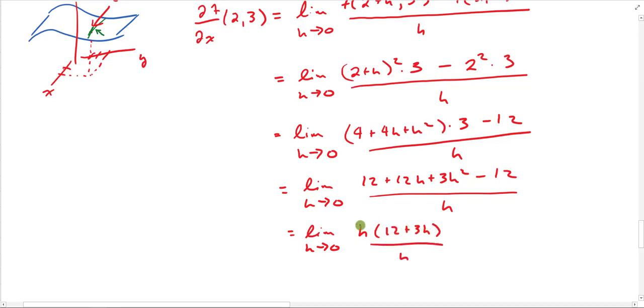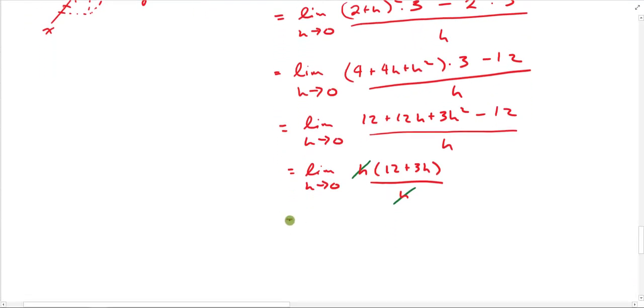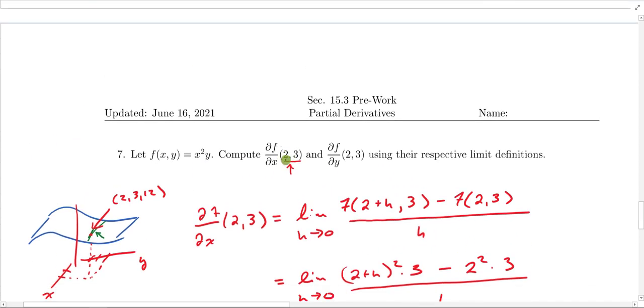And here comes that step where we're able to cancel out the factors of h, which were preventing us from doing direct substitution. And we're left with the limit as h approaches 0 of 12 plus 3h. And if we evaluate that via direct substitution, that is just 12 plus 3 times 0, which is equal to 12. Meaning, if we go to the point (2, 3) on this function, and we proceed moving parallel to the x-axis from that point, we're going to have a tangent line there with a slope of 12.